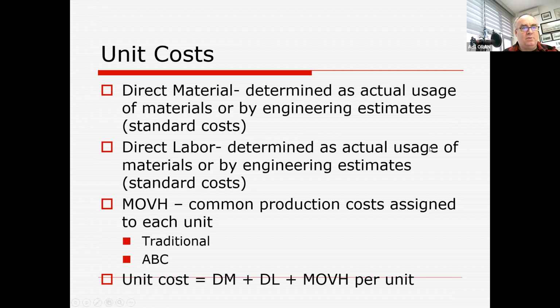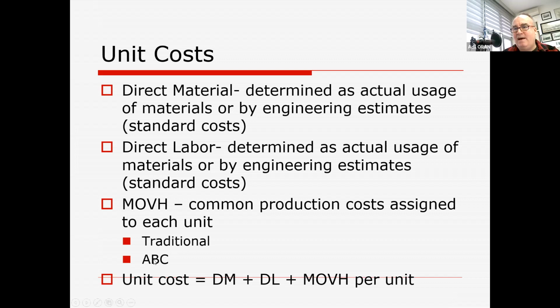Direct labor, again, is determined as actual usage, or again by estimates, according to your standard costs. And then manufacturing overhead, the common production costs that you assign to each individual unit. We will show how traditionally manufacturing overhead had been assigned. Typically, overhead was assigned according to direct labor hours used in the production. Why? Because in the old factories, manufacturing overhead was also caused by employees working, because the overhead was managers keeping track of the employees, or the biggest cost component was the employees working on the production floor. So they basically determined all of the other costs as well.